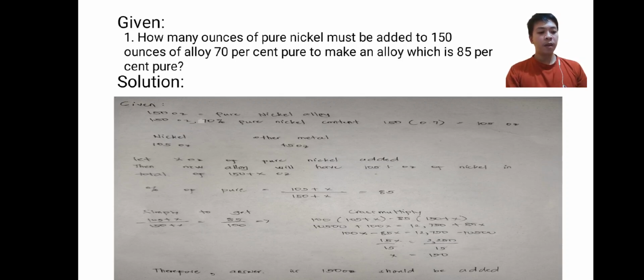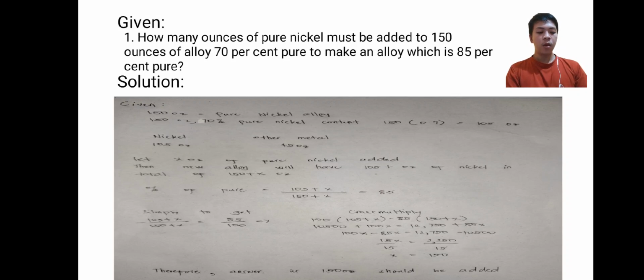The givens are 150 ounces of nickel alloy, 70% pure nickel content. So 150 times 0.7 is equal to 105 ounces. Nickel 105 ounces, other metal 45 ounces. So let x ounces of pure nickel be added, then in the new alloy we have 105 plus x ounces of nickel in total of 150 plus x ounces. The percent of pure is equal to (105 plus x) over (150 plus x) is equal to 85.